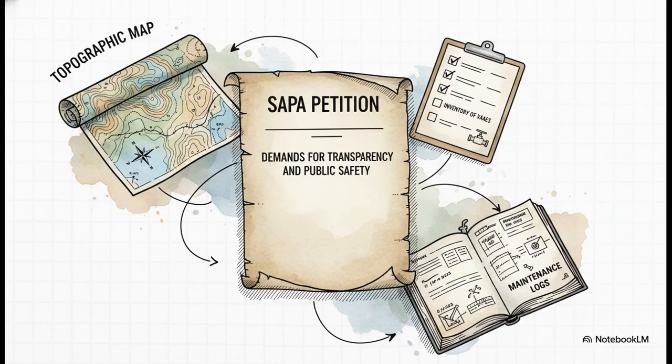Now, when you file your formal petition, you need to be specific. You have a right, under Article 8 of the Constitution, to demand this info. Ask for the topographic map of your area to show where air would naturally collect. Ask for an inventory of their existing air release valves, if they even have any, and demand the maintenance logs to see if they're working. This forces them to show their cards and admit the flaws in their network.